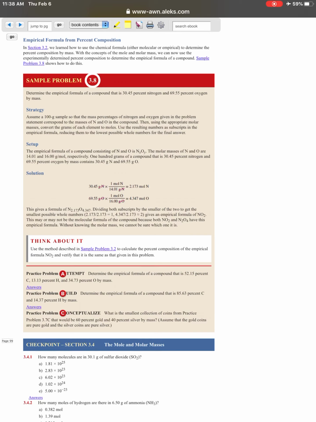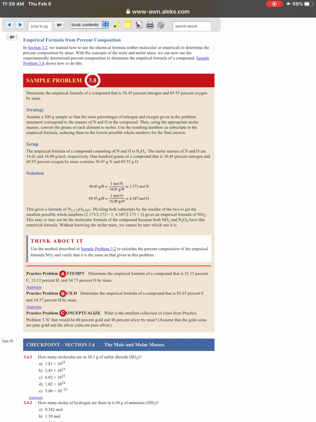30.45% nitrogen, 69.55% oxygen by mass. Find the empirical formula. How do we get back to the formula? It's the reverse of what we did. So here's the way we go about this. This is one method. It is sort of the tried and true method of general chemistry throughout the country.